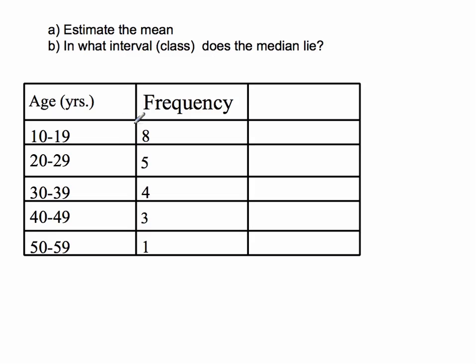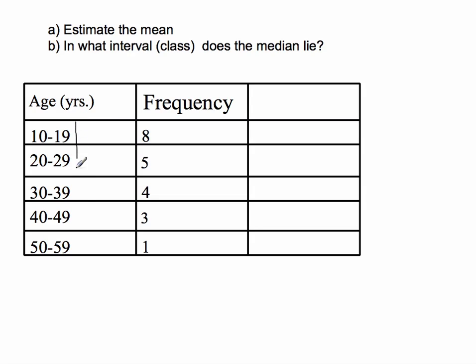Okay, next we're going to find the mean, or estimate the mean, and figure out where the median lies in this grouped data. So this is a bit different. We have 8 people between the ages of 10 and 19 in this case. So in this case, we can't figure out exactly how old these people are. We just know they're between 10 and 19.